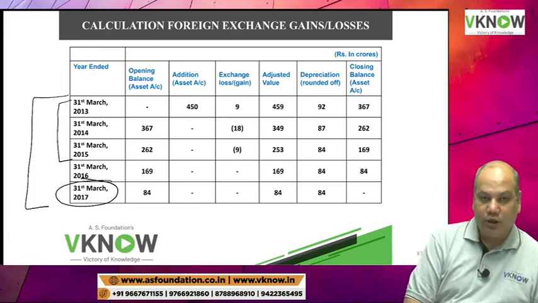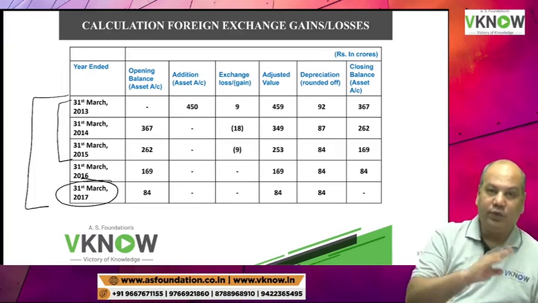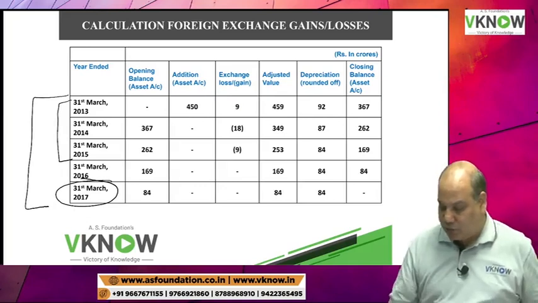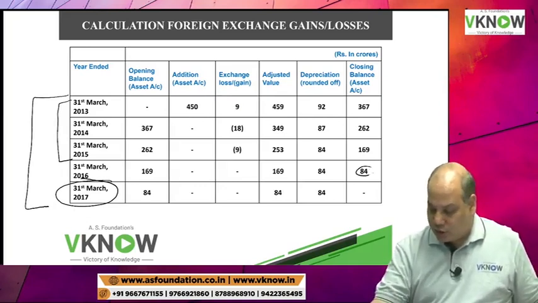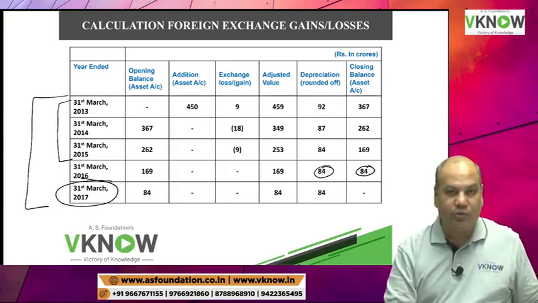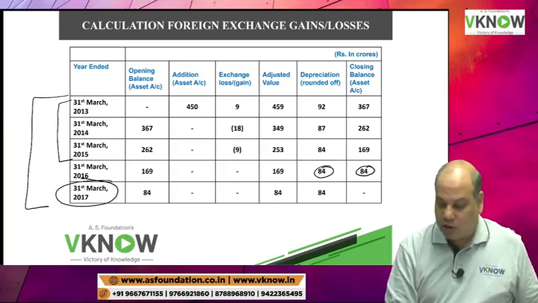84 will be written off, and after 5 years the balance will become 0. Either you can round off this figure or that figure, don't worry. Understanding is important.